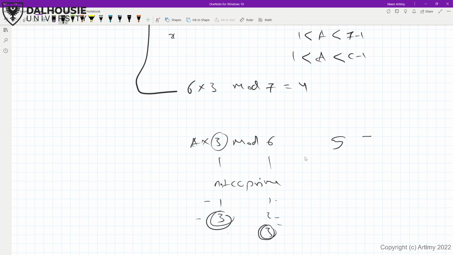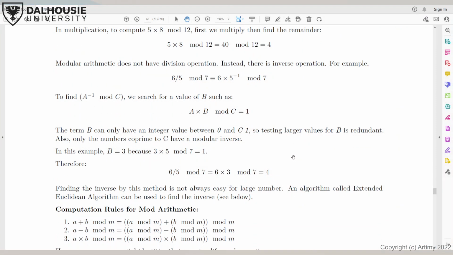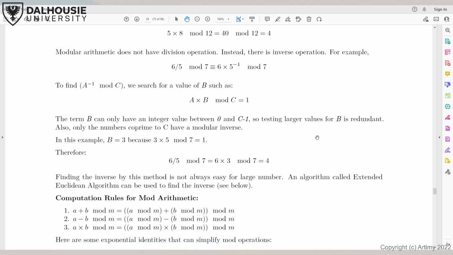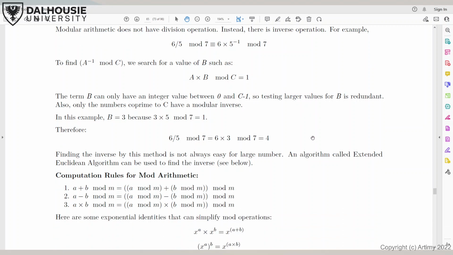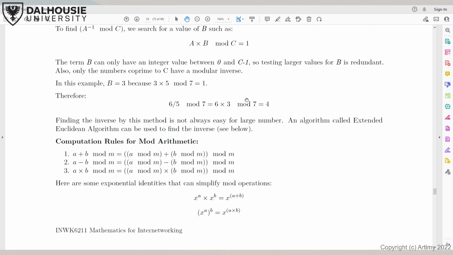5 and 7 are coprime. Why? Because we don't have any common factors. This can be divisible only by 1 and 5, and this can be divisible only by 1 and 7. These are also prime numbers, but sometimes we have coprimes that are not prime numbers themselves. So generally speaking, they don't have to be prime numbers. And we will talk about this in the next page.